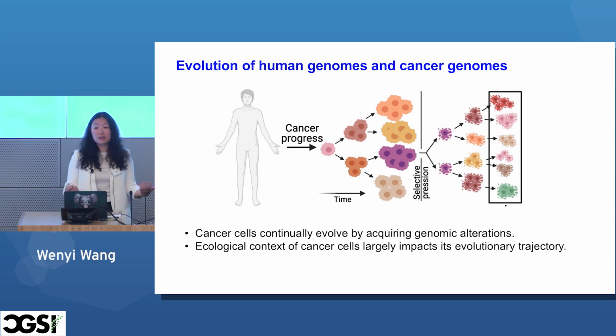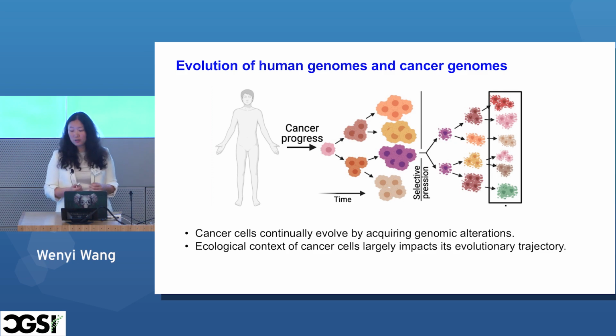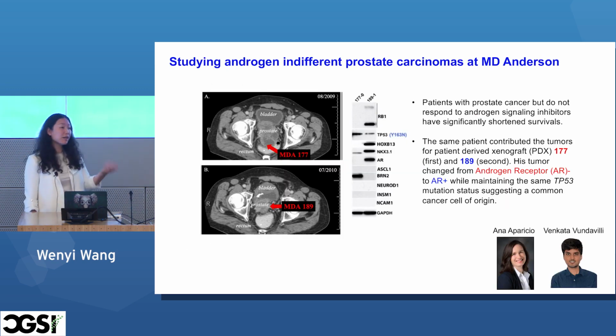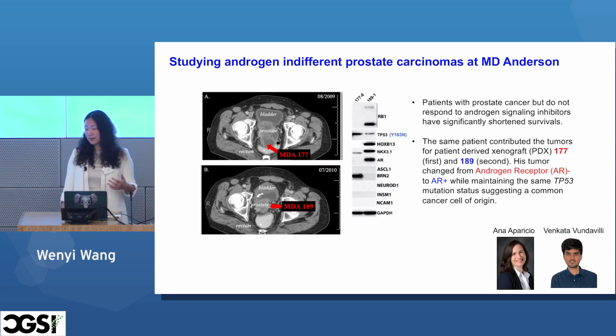Related, just as in many talks that you have heard so far, the ecological context, in this particular context the transcriptomic profiles of cancer cells, largely impacts its evolutionary trajectory. So I would like to start with a case study.